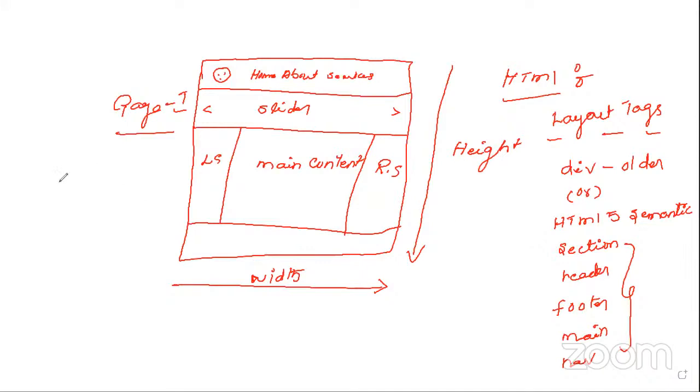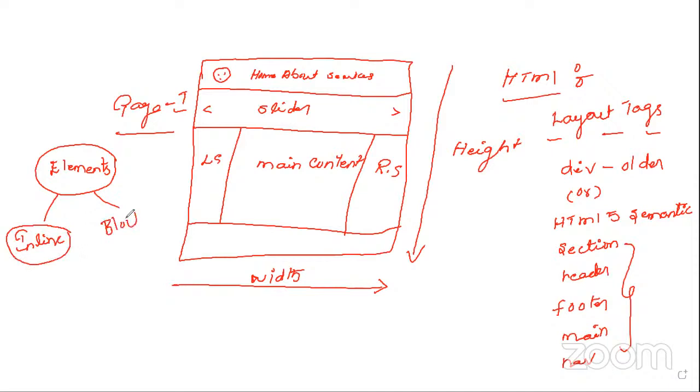As we discussed yesterday, the elements are divided into two types. Those who have joined today, please try to understand the fundamentals of HTML. Elements are divided into two types. One is inline, another one is called block level. The element which blocks a complete row when you are rendering into a page is called block level. If the element is not blocking a complete row, it is called inline.